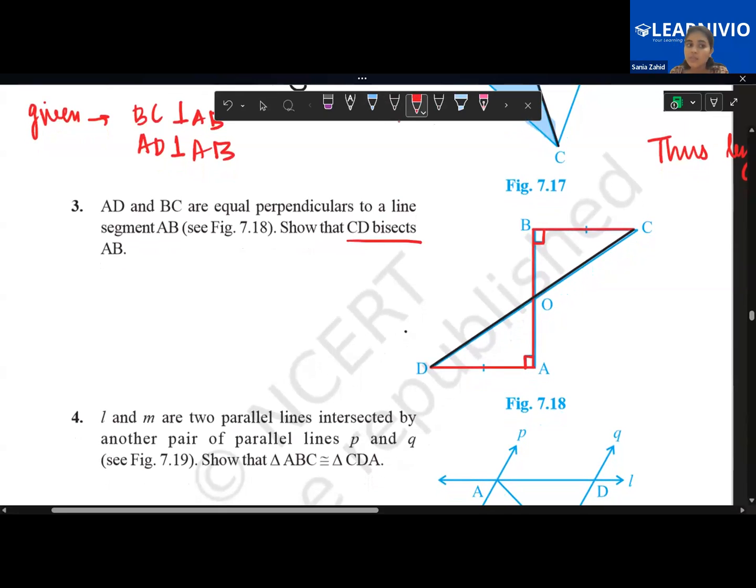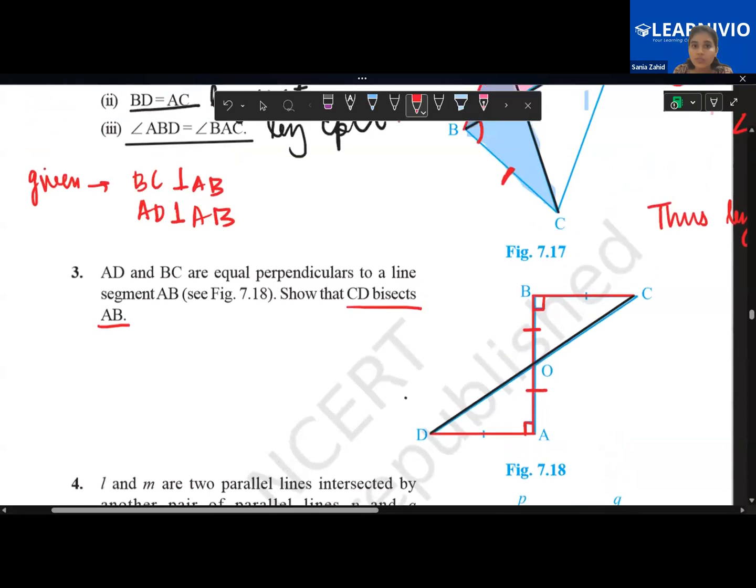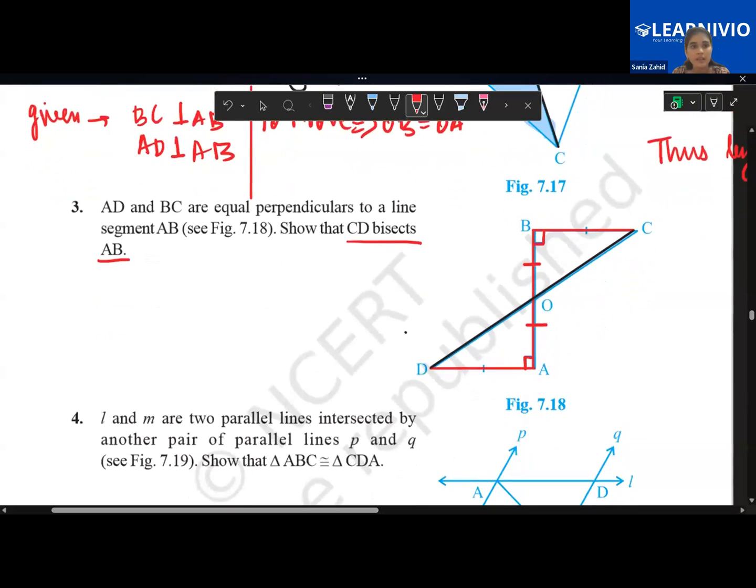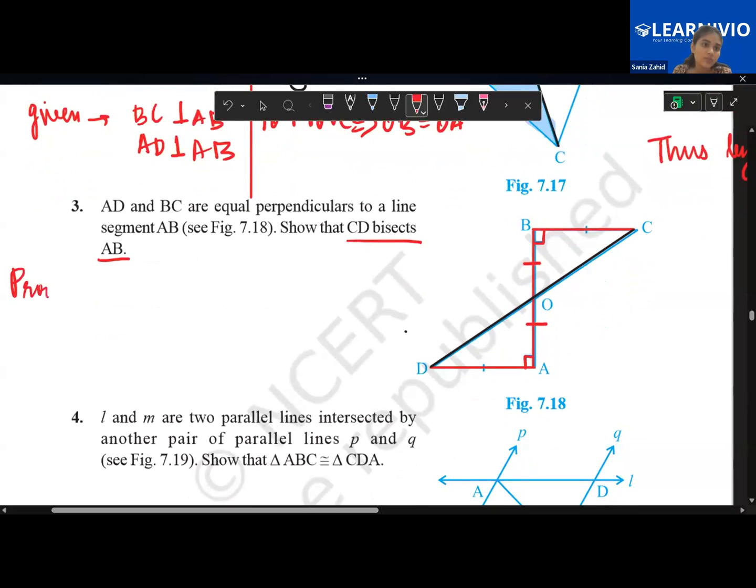So CD is bisecting AB. So which line is to be divided into equal halves, CD or AB? AB. AB should be divided in equal halves. So this line should be equal to this line. So this is what we have to prove. It is not given. So what do you have to prove? This is what is given in the question. To prove is that OB equals OA. Okay. Now we'll write down the proof.